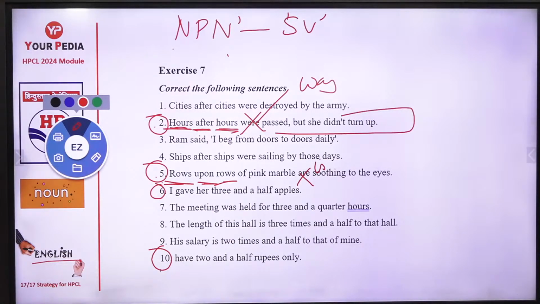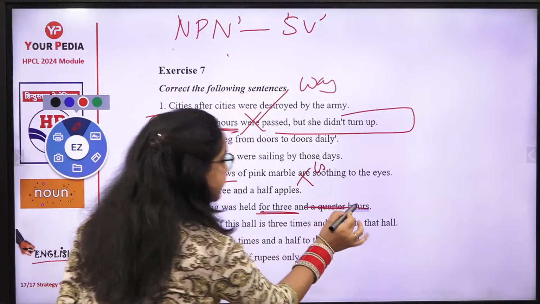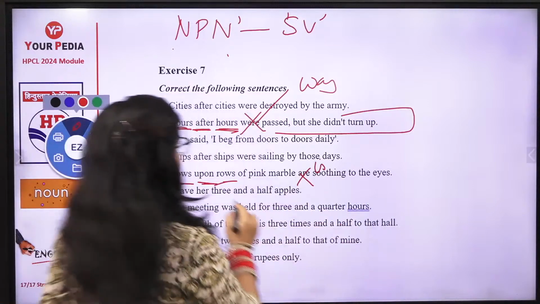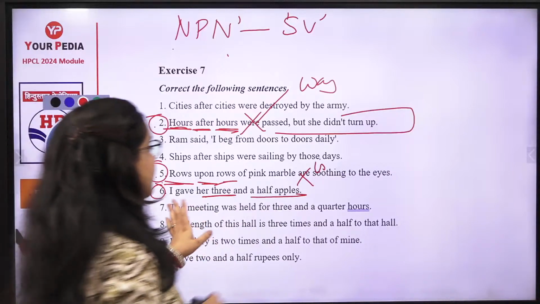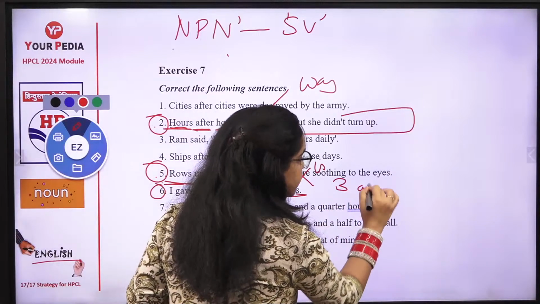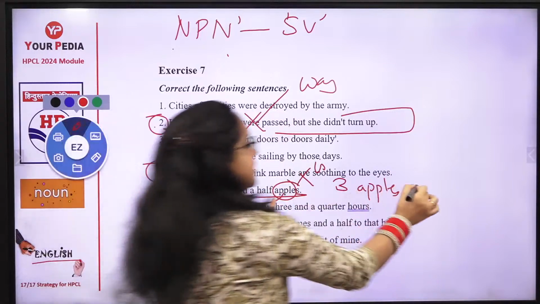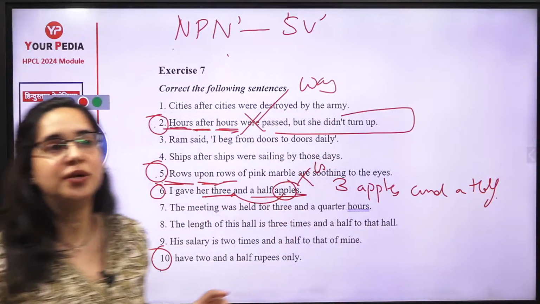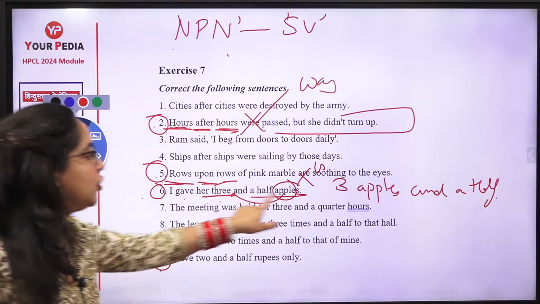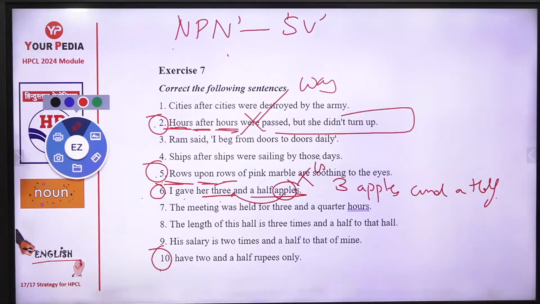Now, this is very interesting. When there is a full number and a quarter is there, it will be your 3 apples. You have to count the noun with it. 3 apples and a half. So it will be I gave her 3 apples and a half. 3 apples and a half.